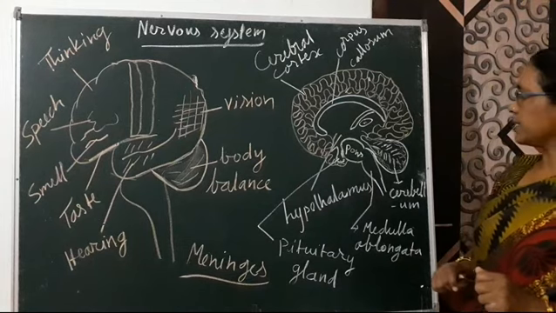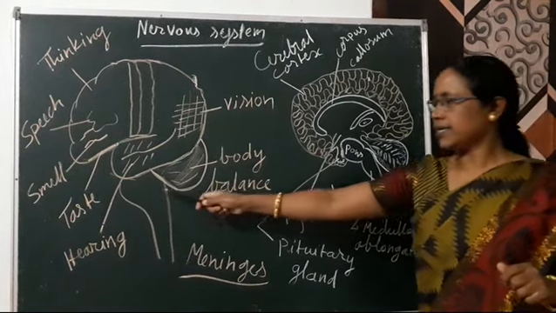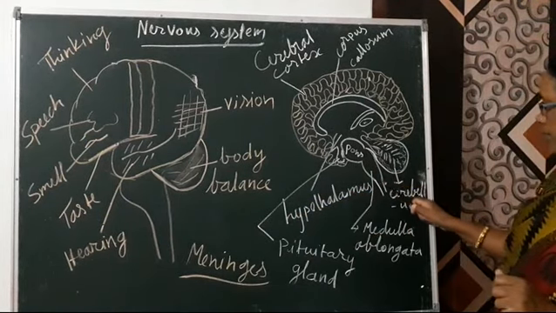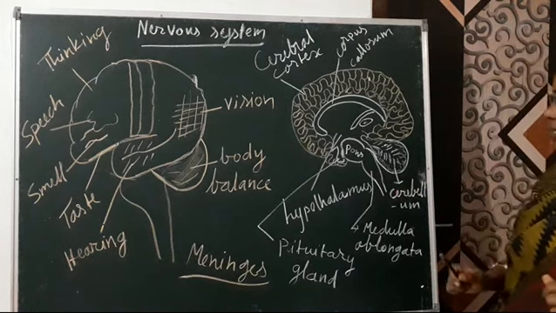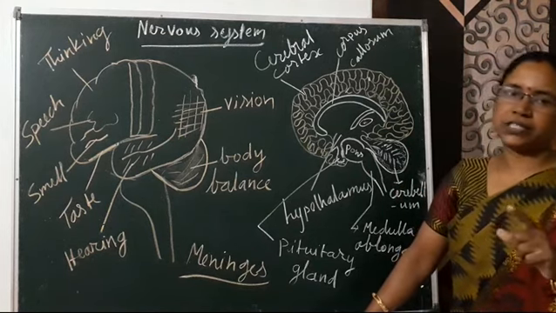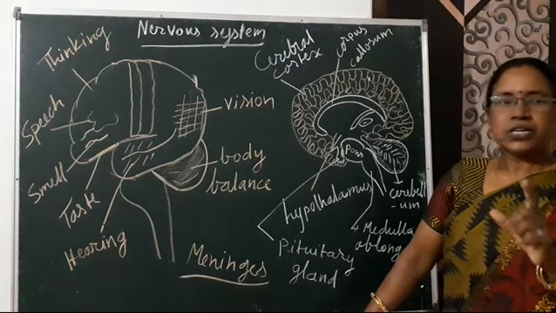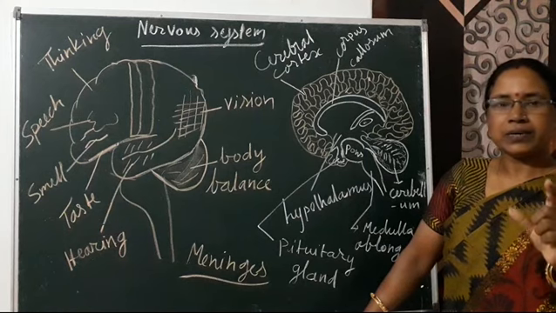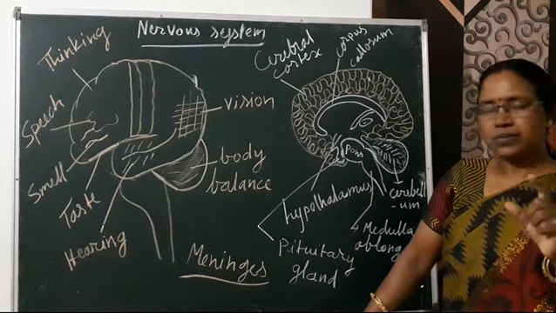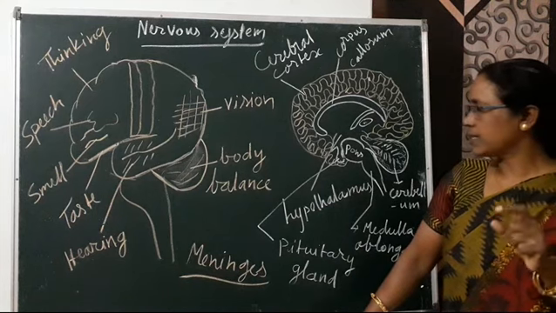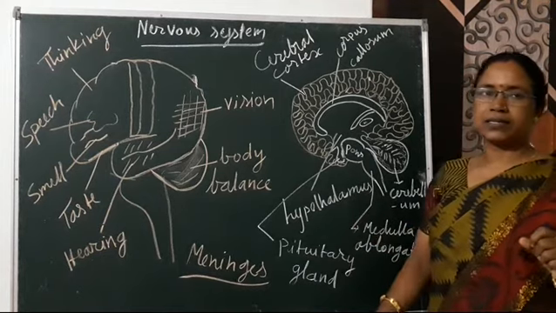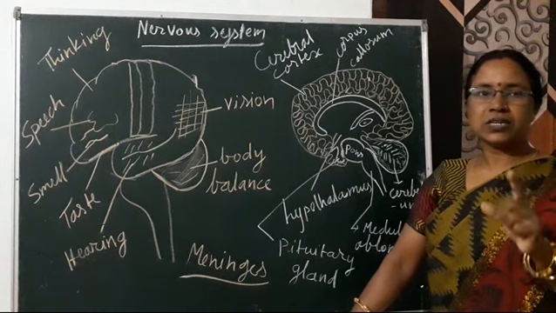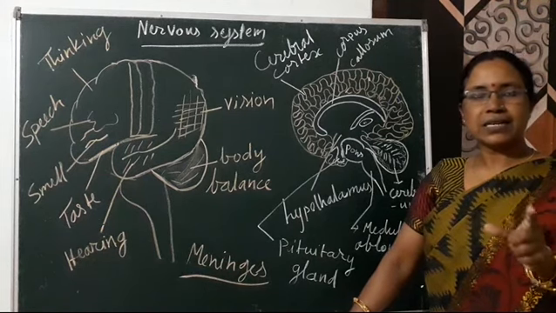And next we will see the third part, that is medulla oblongata. Here you can see the medulla oblongata. This part is known as medulla oblongata, which controls the internal activities, that is breathing, heartbeat, or peristalsis movement in the alimentary canal. All these are controlled by the medulla oblongata. So you are sometimes asked to write the function of medulla oblongata. It controls the movement of internal activities.